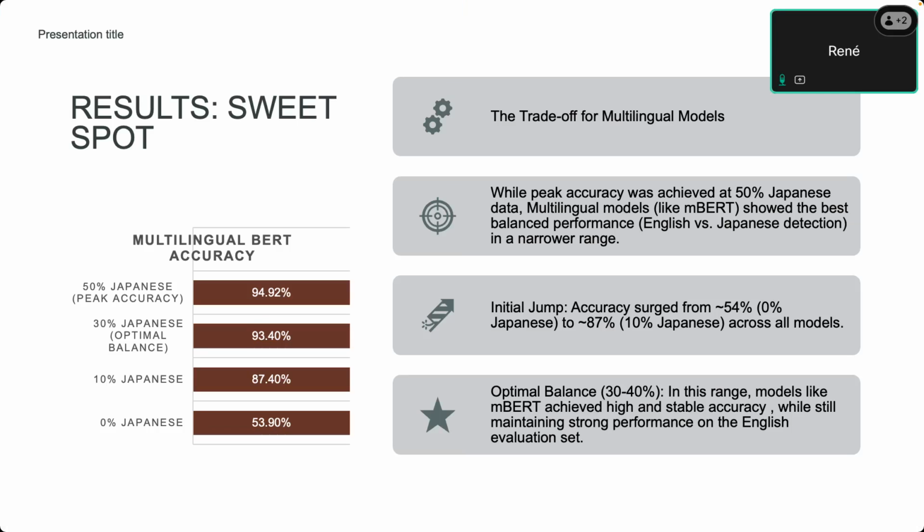But the optimal balance across the models was between 30 and 40%. In this range, models like the best model that we have in this research, BERT, presented high and stable accuracy while still maintaining a strong performance on the English evaluation dataset.